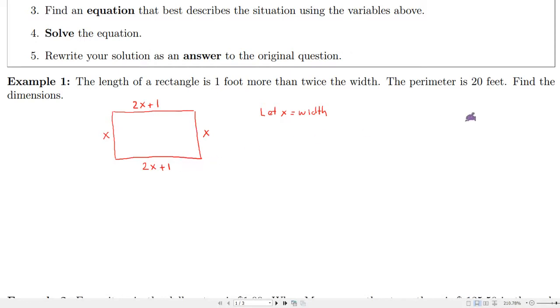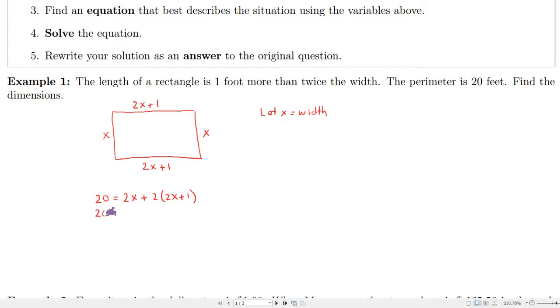So now we have this nice picture, and we can now use the perimeter information to write out an equation. So we've assigned these variables, now let's write an equation. So the perimeter is 20 feet. So if the perimeter is 20, well, what is the perimeter? The perimeter is going to be the sum of all these lengths. So we have 2 of the x's, and we have 2 of these 2x plus 1's. And at this point, we have an equation that describes the situation, and let's try to solve for x, and we'll figure out the width, and then we can figure out the length.